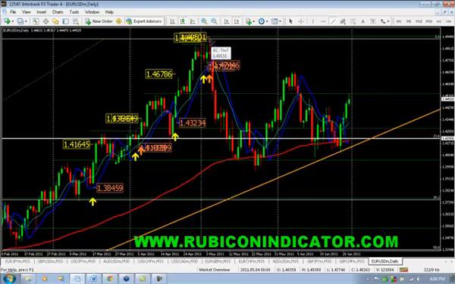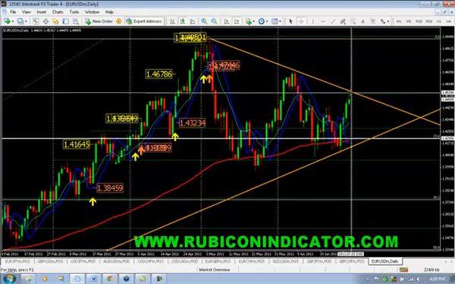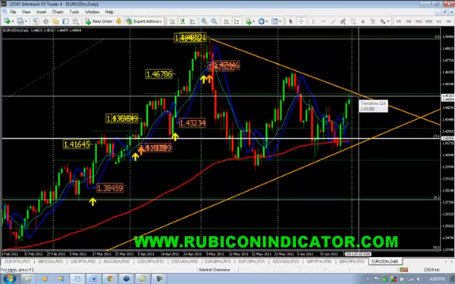So I do notice one other thing here, and I'll put a trend line on there as well, because that trend line is still intact, and we could see a potential test of that tomorrow. No guarantee, but we could.